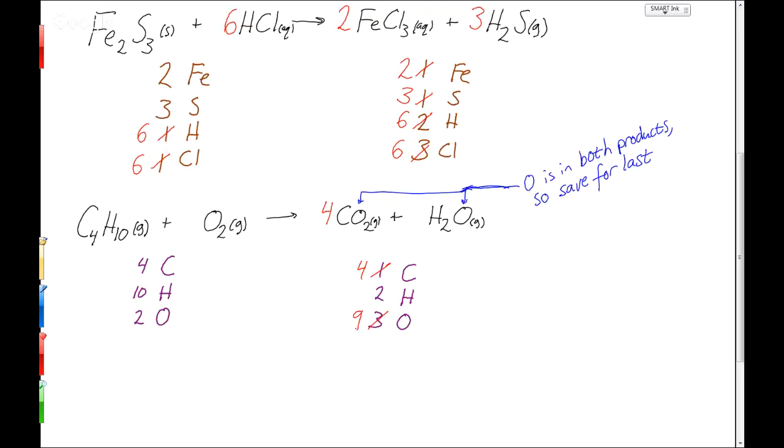Okay, so far? Then I see that there are 10 H's on the left and 2 on the right. So I can go 5 here, get my 10 H's, and that changes my O again to 8 and 5 is 13. Okay, now everything works. I just have to get 13 O's on the left. How do I do that?